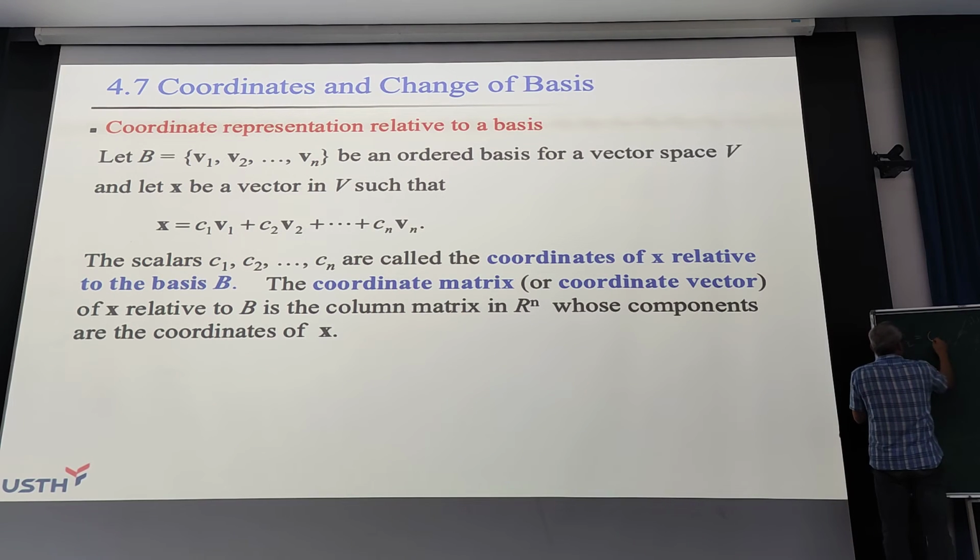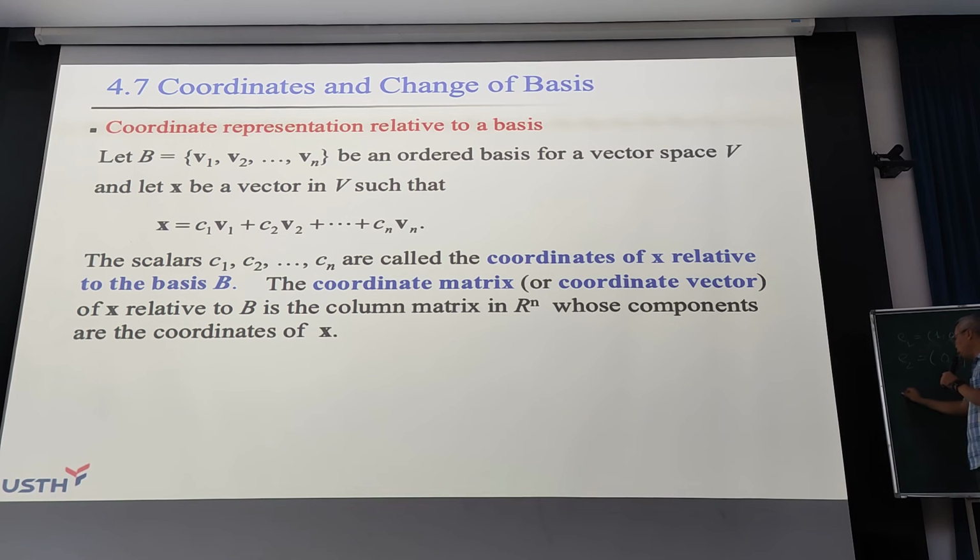E1 is 1, 0, and E2 is 0, 1. That is here, E1 is here and E2. And if you are given a point P with coordinates 3, 4, you know how to find it. You have 3 here, and 4 is somewhere here. So the point must be here.